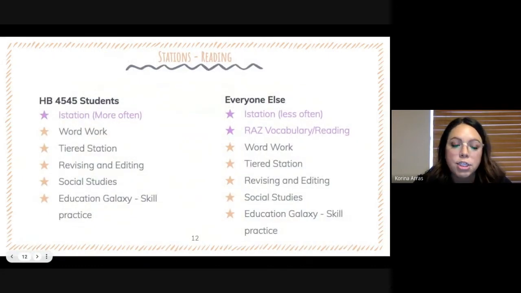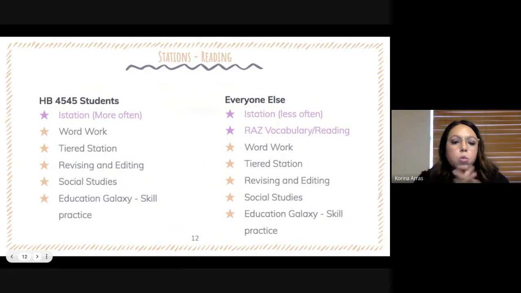So in our stations, we also split those up by our House Bill 4545 students and then our other students. And so our House Bill 4545 students, mostly they just get more iStation. The reason is that it just so happened that our HB 4545 students were those students that are tier 3 in iStation, and it just worked out that way. If our House Bill 4545 students were getting tier 1, we wouldn't necessarily make them do more minutes because we require only 30 minutes of practice a week for them.